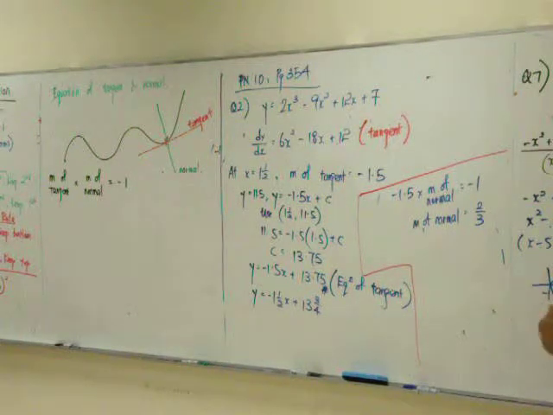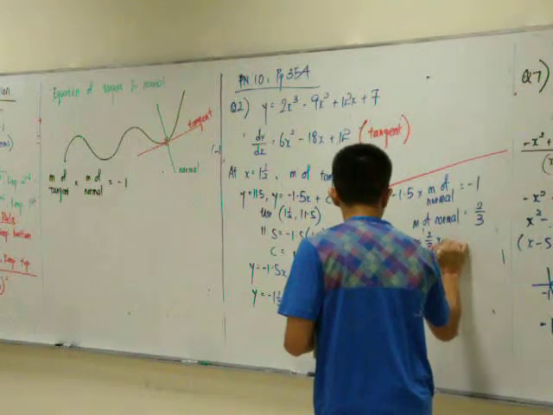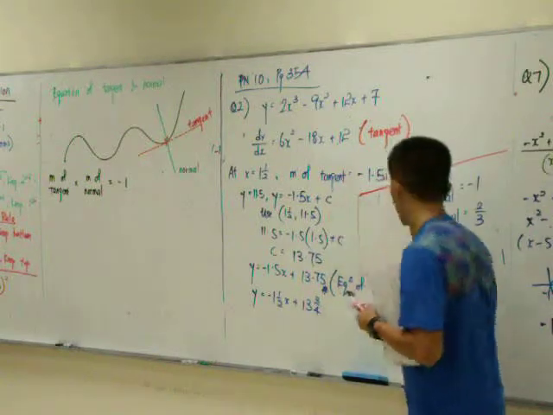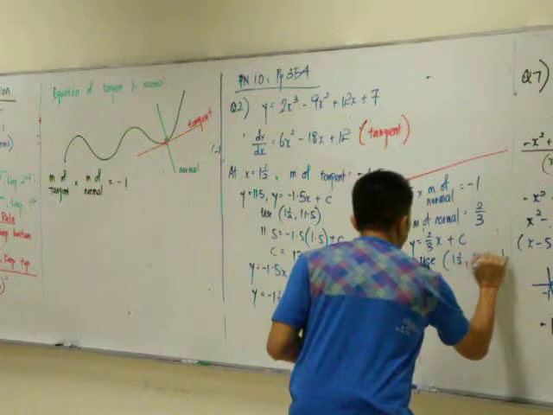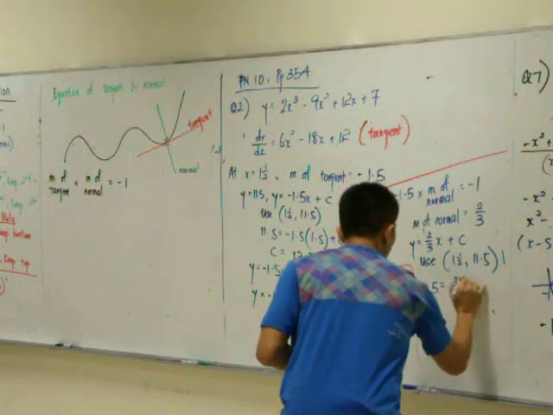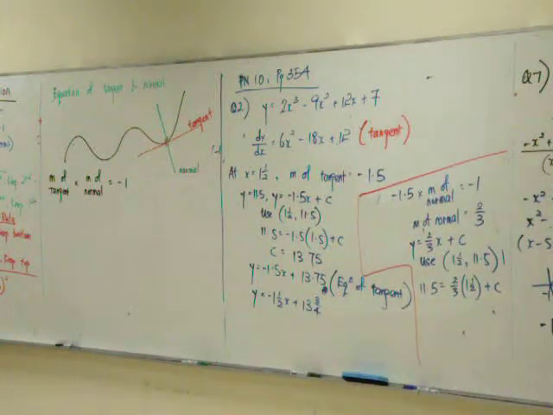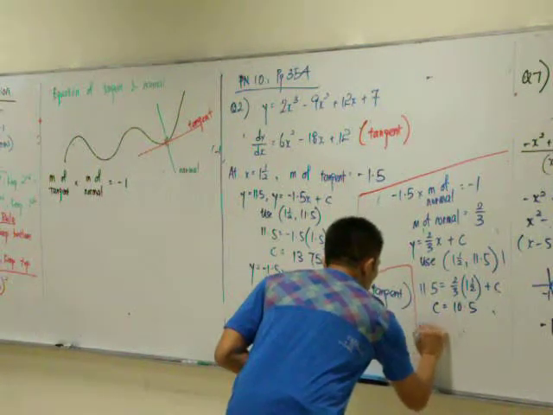Same thing, go back to your y equals mx plus c. Which point do we substitute inside again? Same point. Don't go through the hassle of finding everything again. Someone needs to press the calculator for me again. 11.5 minus 2/3 times 1.5. 10.5.